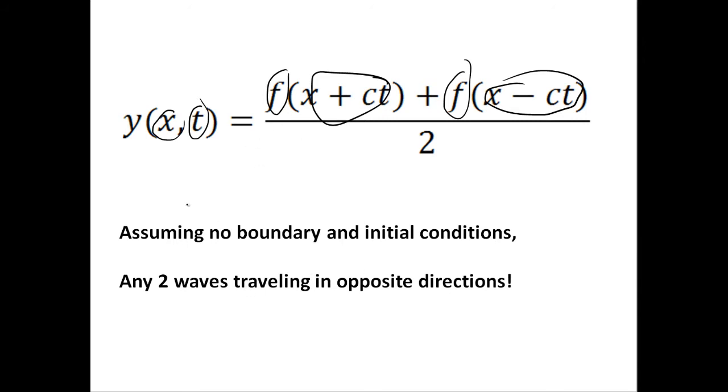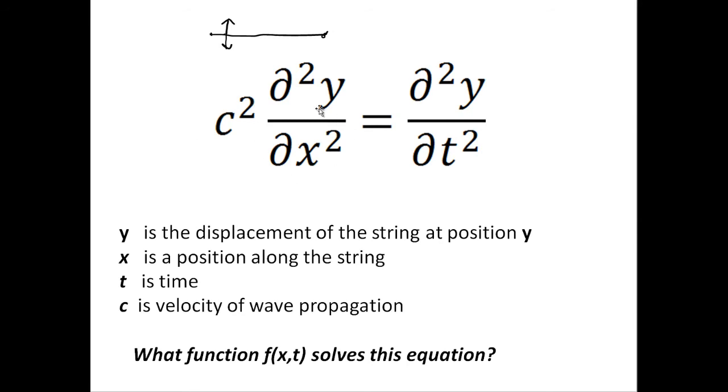Now, that is the general solution to this differential equation, and it makes an assumption that there are no boundary conditions. Well, we have such boundary conditions. We have a string that is fixed here and here, at the nut and the bridge. So we have to find functions where the displacement is 0 at the nut and the bridge.